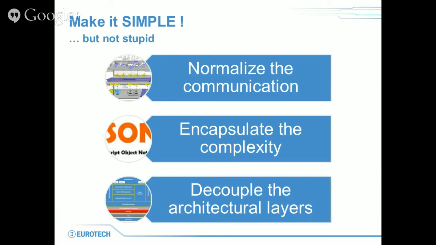So the answer to solve this kind of problem is to make it simple. That doesn't mean to make it stupid at all, because all this complexity has a real reason, a real motivation to be there. But we have to make it simple. And to make it simple, we have three main leverages that we can use. We have to normalize the communication, so to get rid of the spaghetti-style point-to-point interfaces. We have to encapsulate the complexity, and we have to decouple the architectural layers.